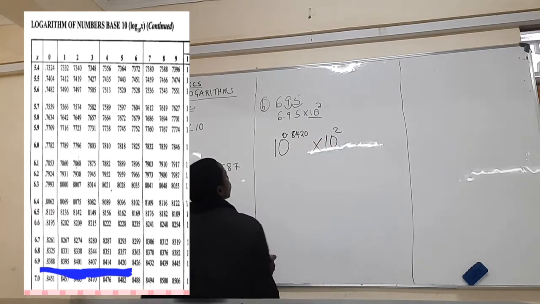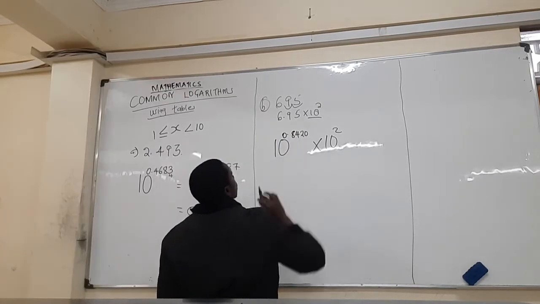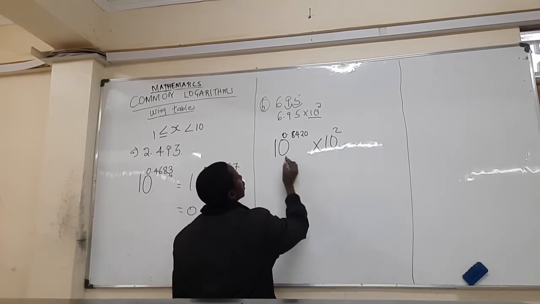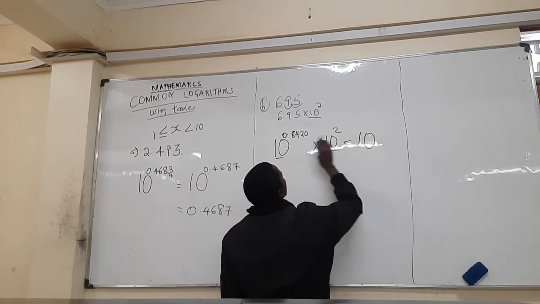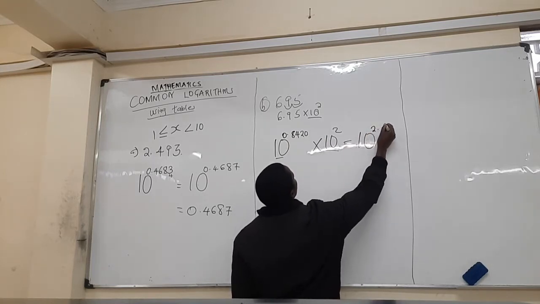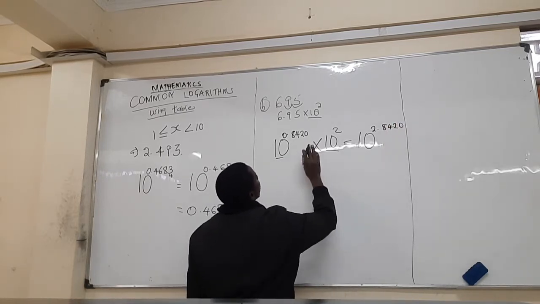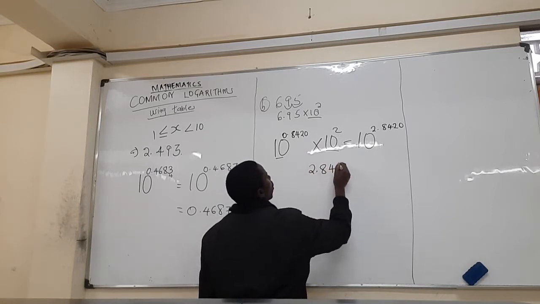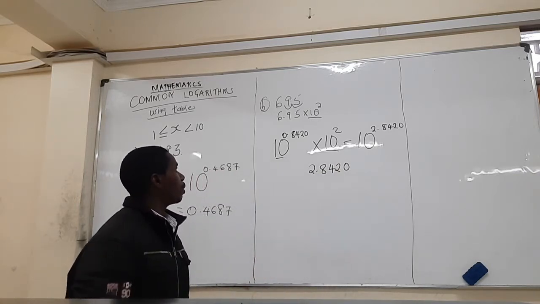Basically, 6.95 is the same as 10 power 0.8420. Remember the laws of indices: when we multiply numbers with the same base, 10 and 10, we add the powers. So this is 10 power 0.8420 plus 2, which is 2.8420. So the log of 695 is 2.8420.